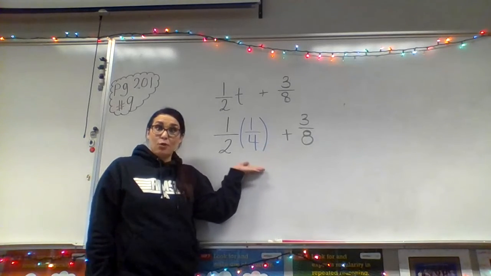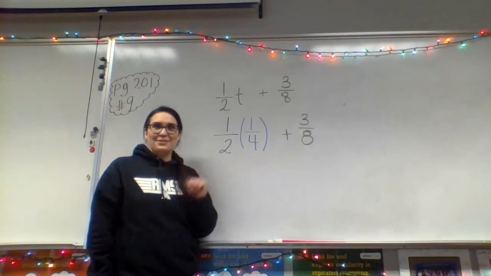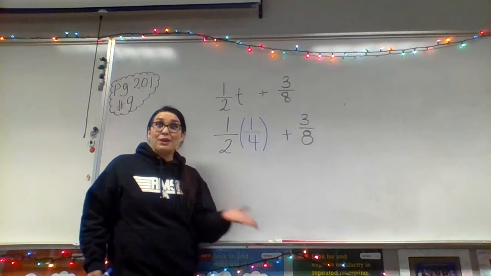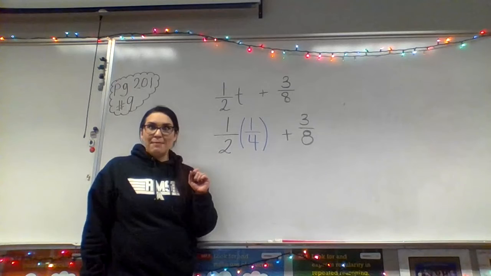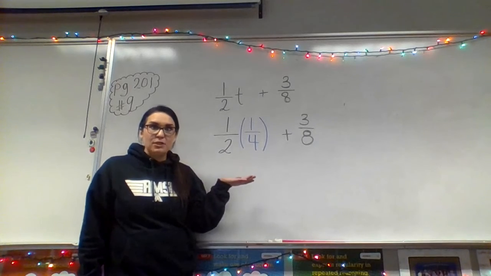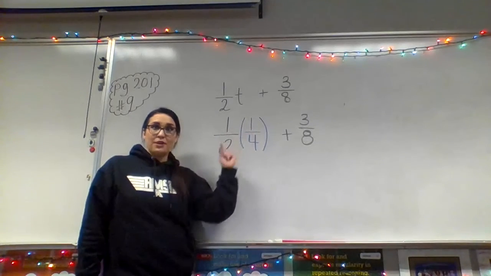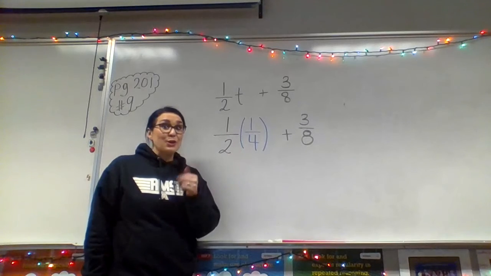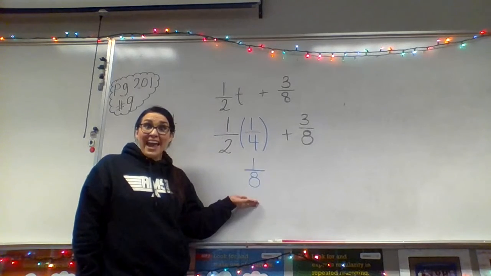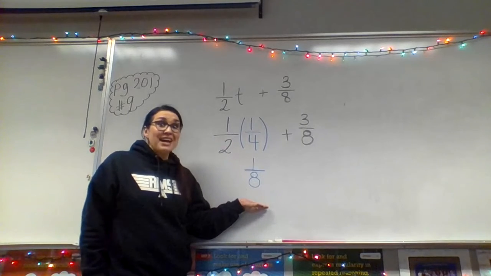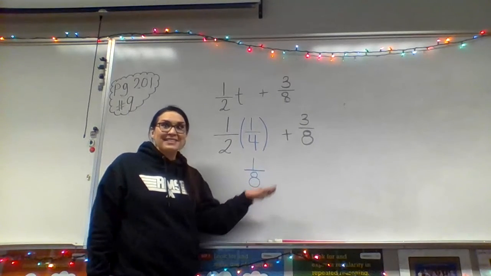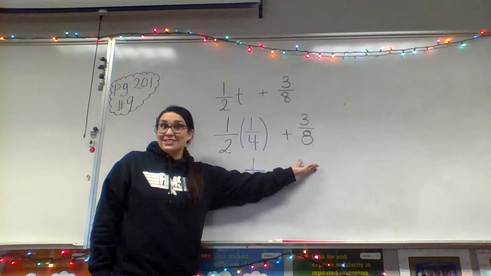And of course, order of operations, we need to do that multiplication first. And remember, just like we did in that other example, I love multiplying by fractions because it's so easy peasy lemon squeezy, right? You just multiply the numerators, multiply the denominators. So your product would be 1/8. So again, 1/2 times 1/4 is 1/8. But we're not done yet, my friends, because we still need to add that last term.